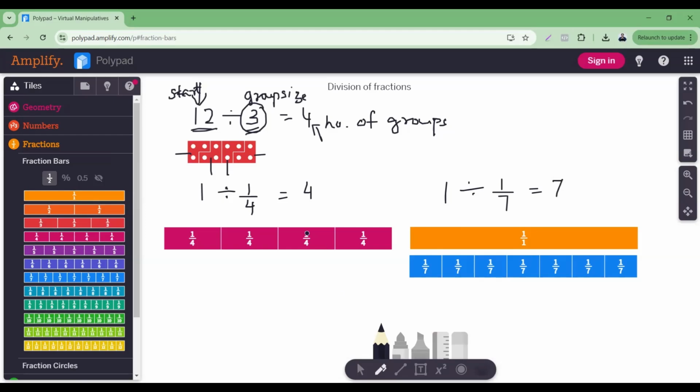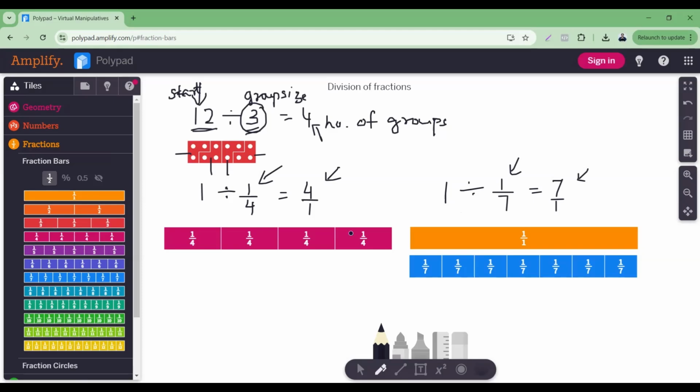Now, if you notice these two divisions, what do we find here? There's some connection here, no? What is happening here? If we try to do the reciprocal, see what is happening. 1/4 was here, and the reciprocal of that, 4/1, is coming as the answer here. The 1/7 here, the reciprocal of 1/7, 7/1, is coming here as the answer. Oh, is there a connection between these two things?